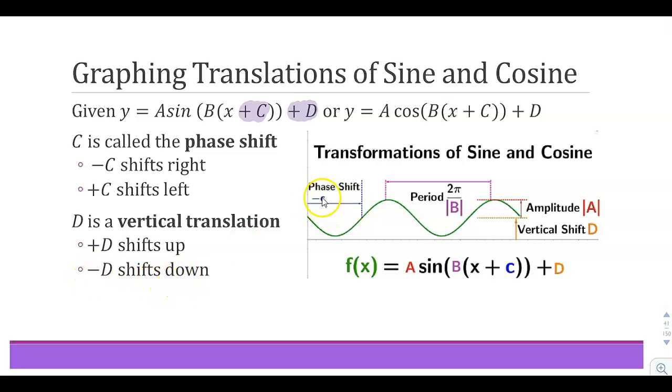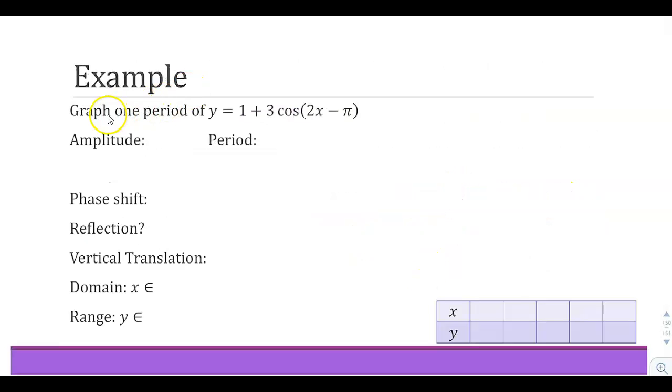So we can see here this minus c of a phase shift is going to shift everything to the right. If I have a vertical shift plus d, it's going to move everything up. And we still have our idea of amplitude and of period. In this example, we want to graph one period of y equals 1 plus 3 cosine of 2x minus pi.